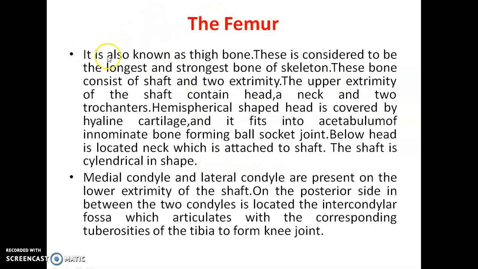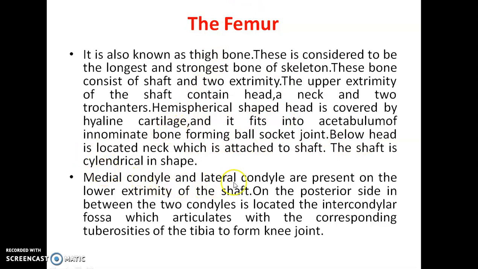Next one is the femur. It is known as the thigh bone. This is considerably the longest and strongest bone of the skeleton. This bone consists of a shaft and 2 extremities. The upper extremity of the shaft contains the head, neck and 2 trochanters. The hemispherical head is covered by hyaline cartilage and it fits into the acetabulum of the innominate bone, forming a ball and socket joint. The femur articulates with the acetabulum of the innominate bone, which forms the ball and socket joint.